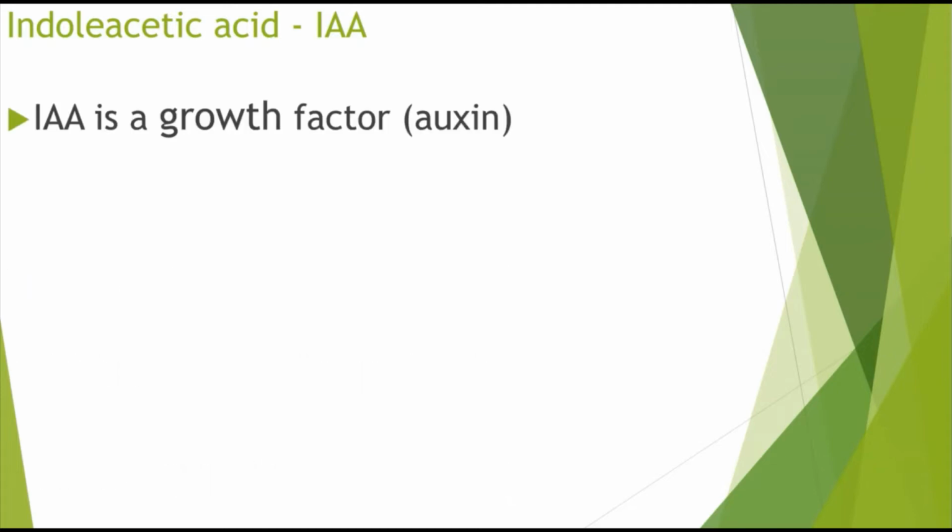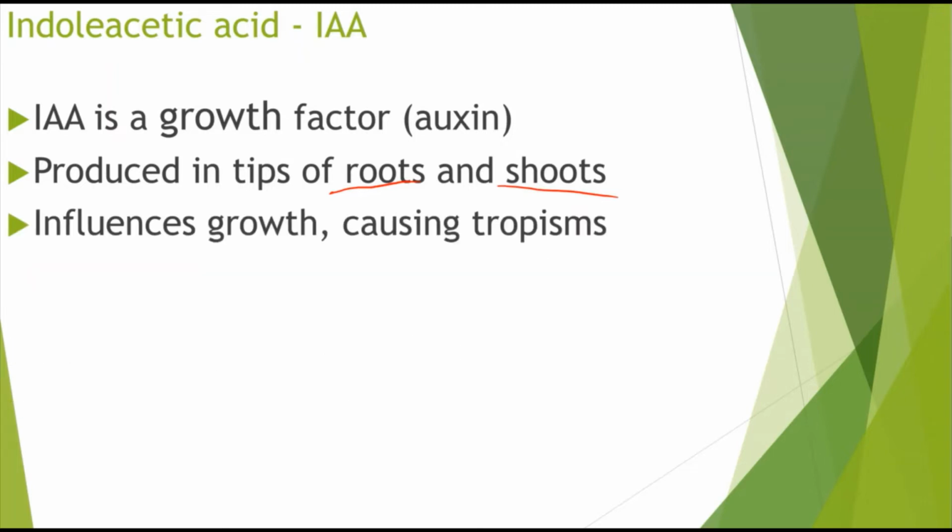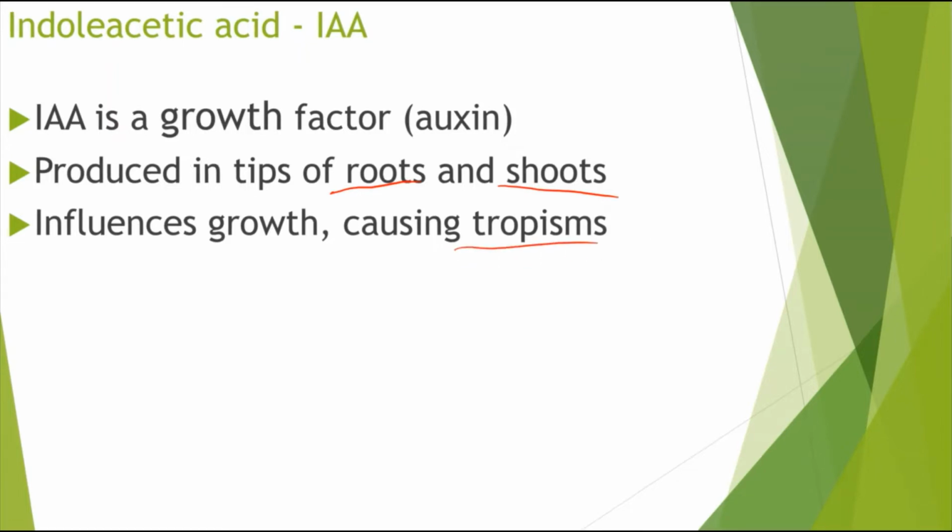This is basically just a growth factor, as I've mentioned. It's just a type of auxin, and this is produced in the tips of the roots and the shoots. It's the tips because this is where the growth occurs, and this influences growth. So it's causing tropism, because IAA involves the growth of the plant in response to a directional stimulus.